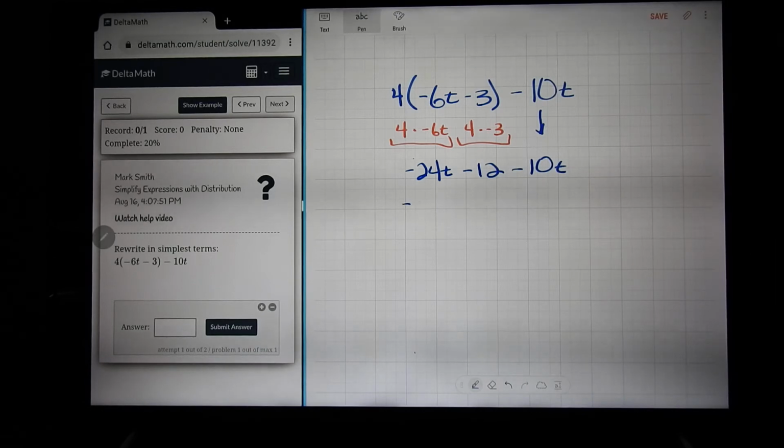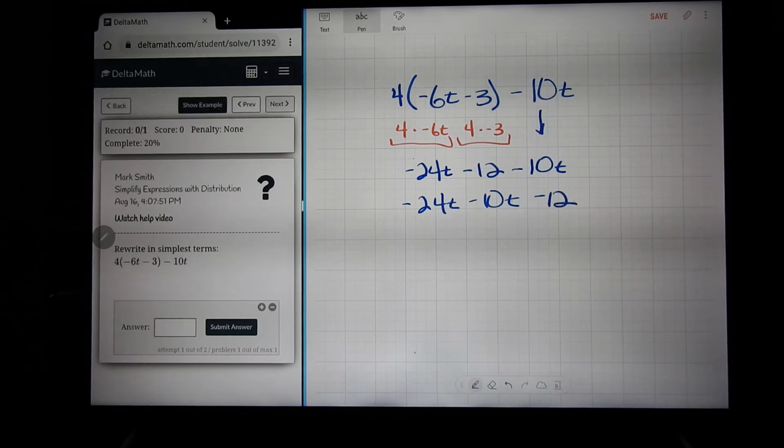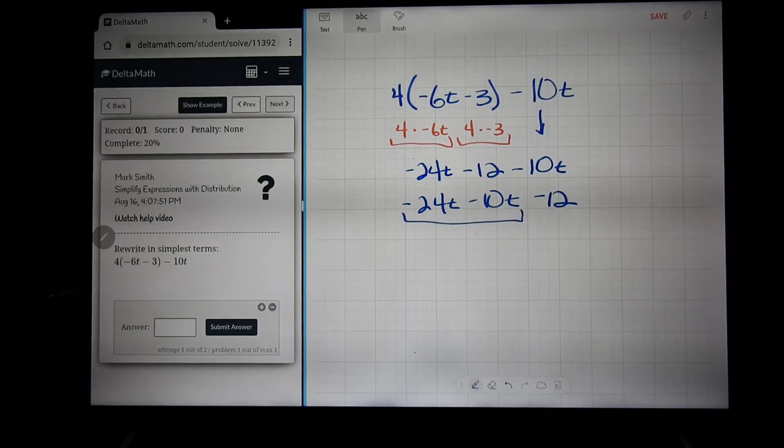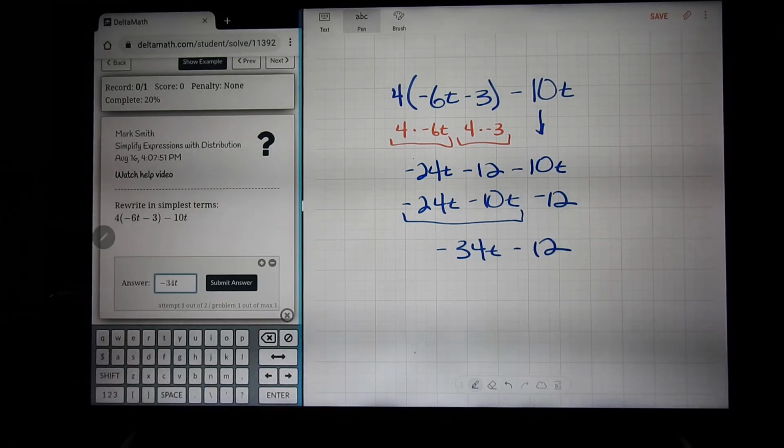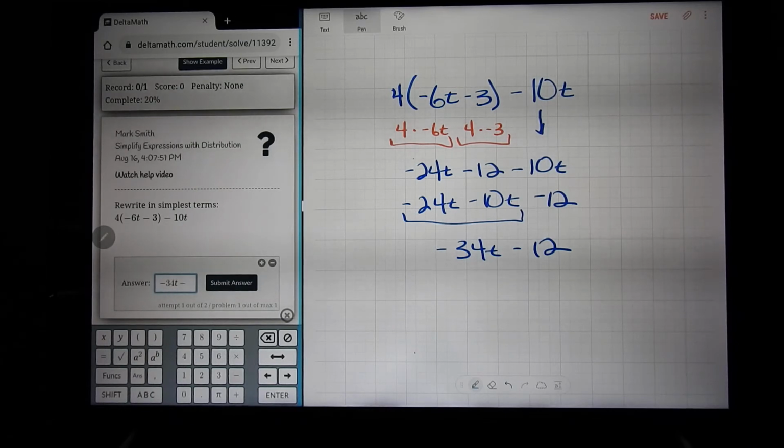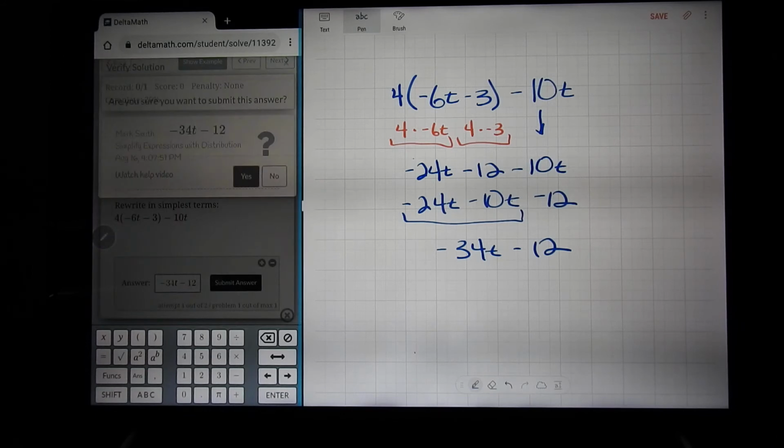So we put our terms together. Again, you can just do this in your head. We put these two t's together, and we have minus 34t minus 12. And that's our answer: minus 34t minus 12. Submit answer.